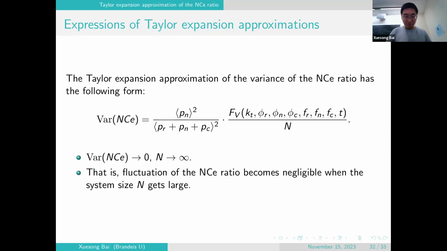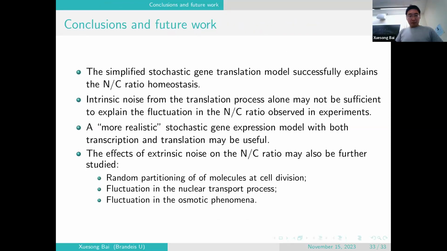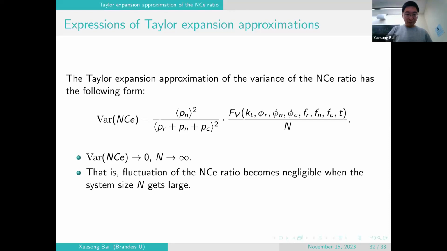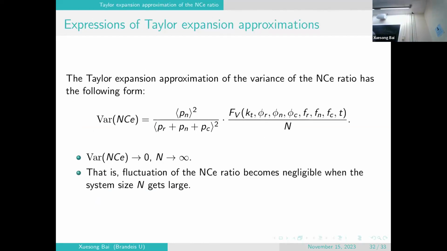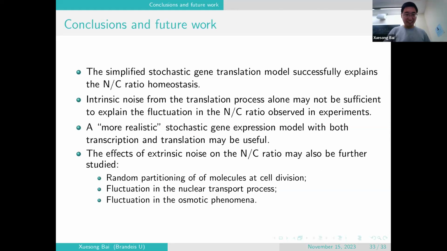So these are the conclusions that I have. We can conclude that using this simplified translation model, we can explain the NC ratio homeostasis via growth. But since the fluctuation should become negligible when the system size is large, maybe this model is not sufficient to explain the fluctuations observed in experiments. In natural cells, the number of proteins is really large, like 10 to the 5th, 10 to the 6th. So according to this formula, we shouldn't observe any fluctuations in these NC ratio curves, but they are there in reality. How to explain these fluctuations is something for future work.